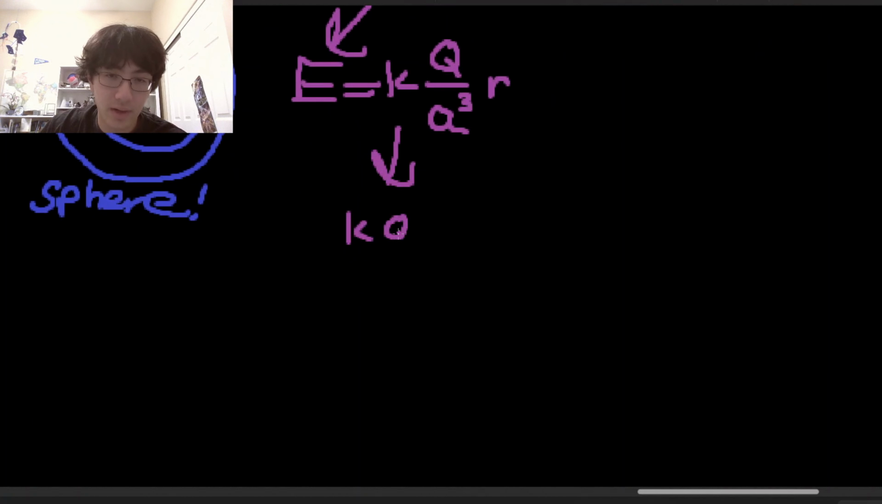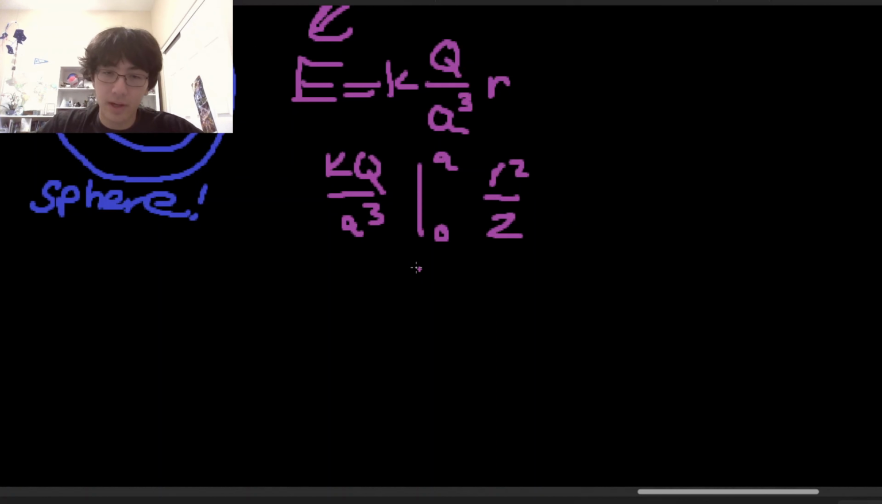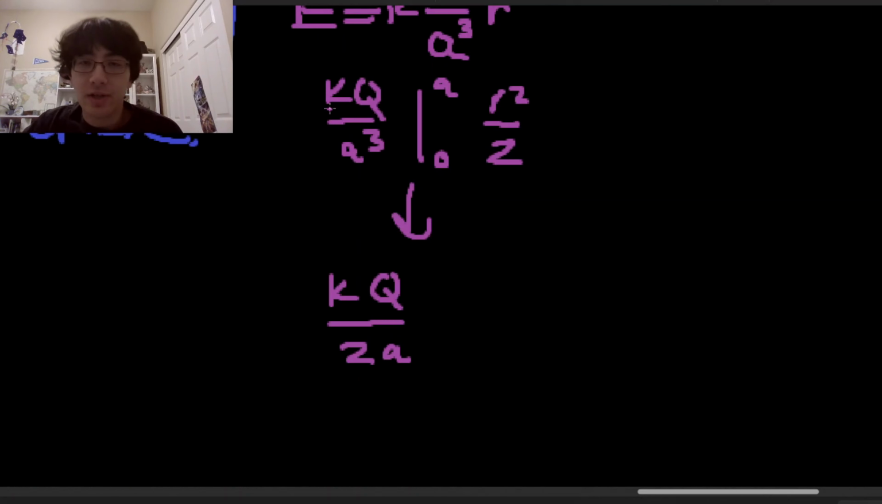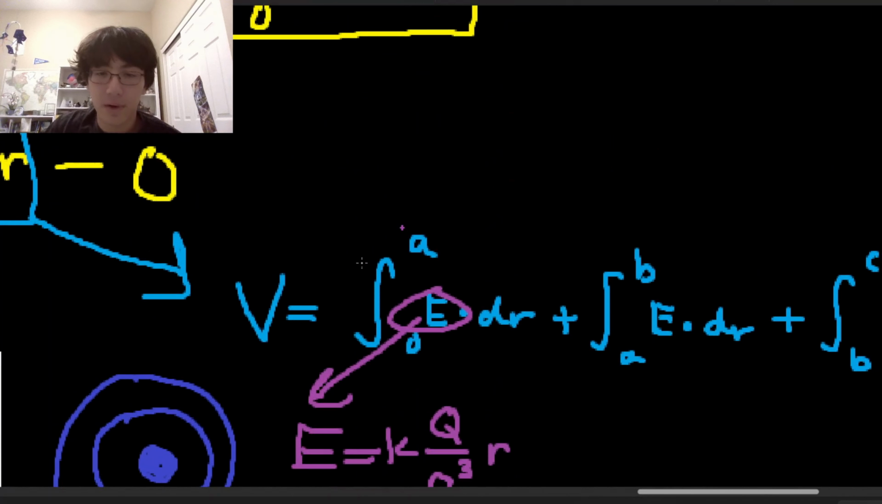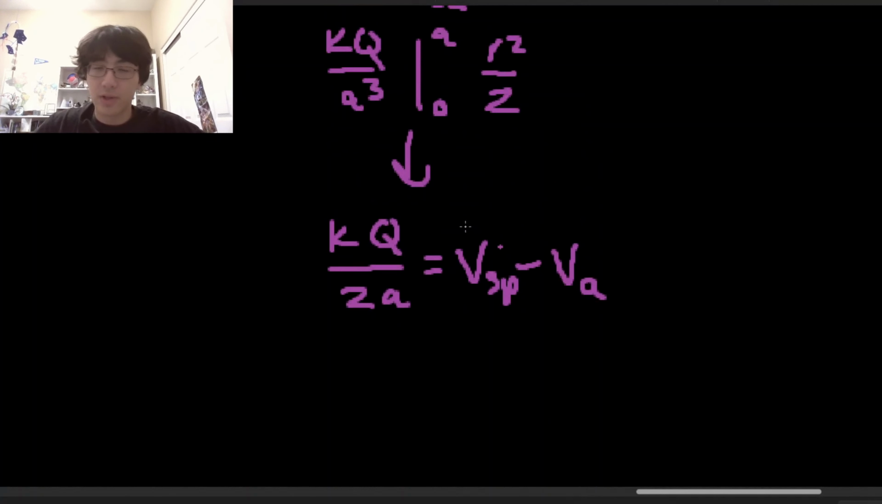We can take out the constants. This would become R squared over 2. And then this would just end up becoming KQ over 2A. Okay, so this is your expression for the first of the 4 integrals. We're just going to write this as V sphere minus VA, because the final position is from point A and it goes to the sphere. Okay, so this is our first of the 4 integrals.